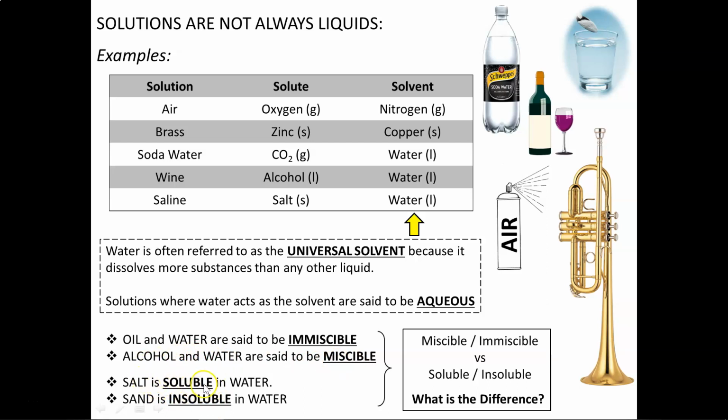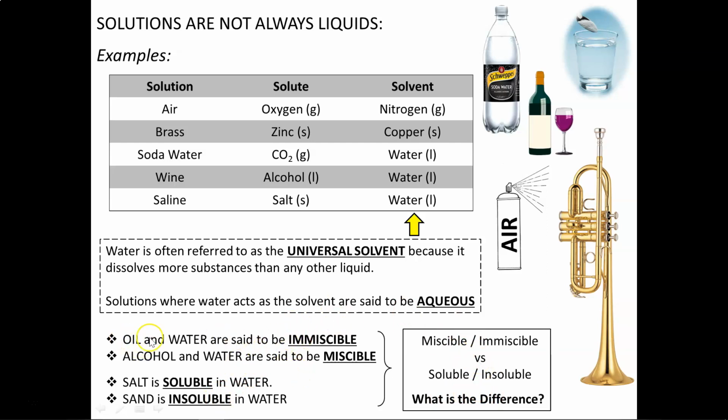Salt is soluble in water, while sand is insoluble in water. Again, just by reading the statement, you can tell that soluble means they mix well, while insoluble means they don't mix well. So here we have two terms, soluble and miscible, and they both mean that things mix well. Then we have immiscible and insoluble, and they both mean don't mix well. So what's the difference? When would I use one term over the other?